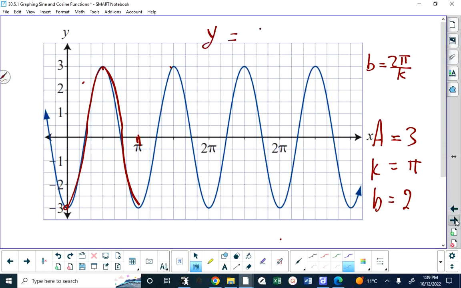Y equals 3 cos 2x. Not correct, right? What little correction needs to happen here? Annalie? Right. I need to move that start point from above where it starts with cos to below, so that's the answer to the question.